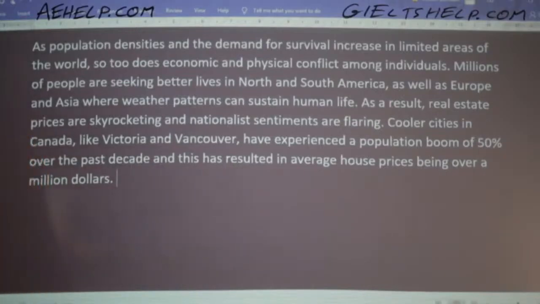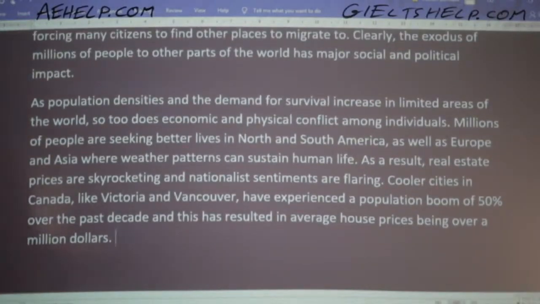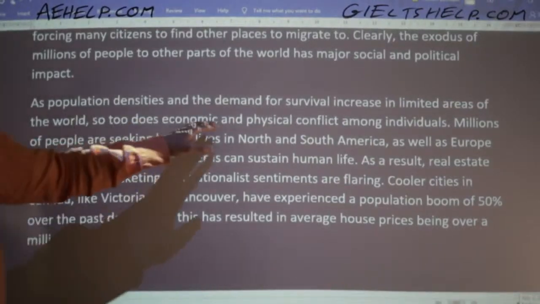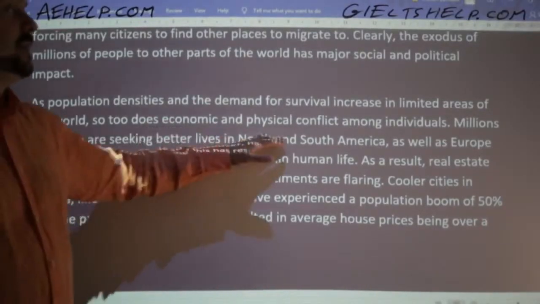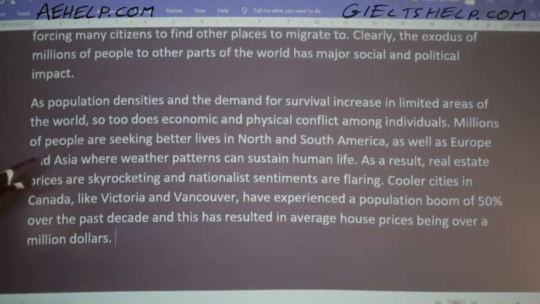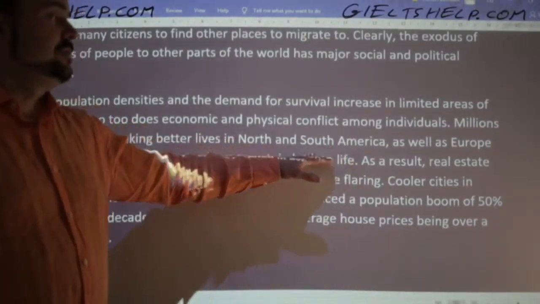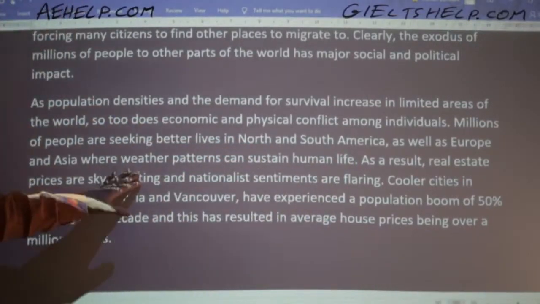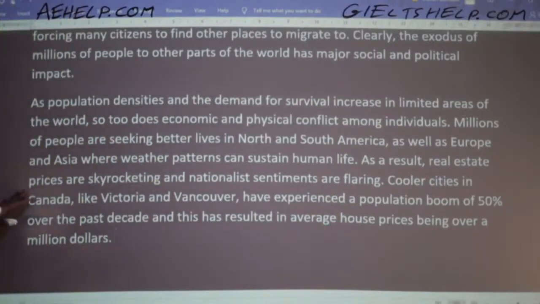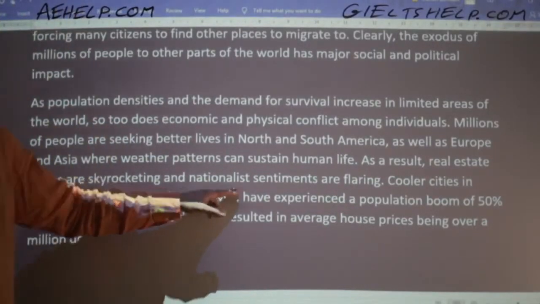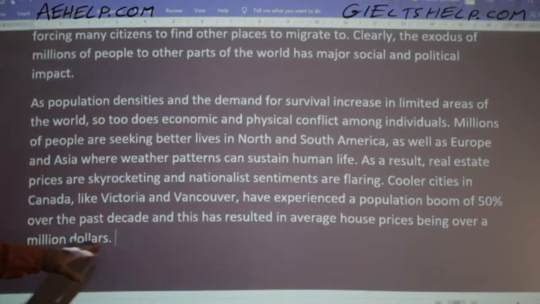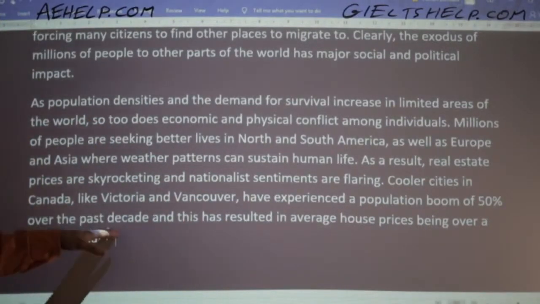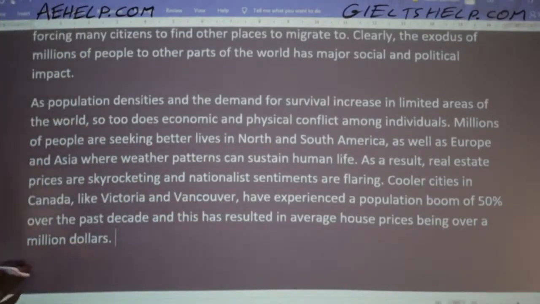Okay, so I'm going to review my paragraph, make sure that it makes sense. As population densities and the demand for survival increase in limited areas of the world, so too does economic and physical conflict among individuals. Millions of people are seeking better lives in North and South America, as well as Europe and Asia, where weather patterns can sustain human life. As a result, real estate prices are skyrocketing and nationalist sentiments are flaring. Cooler cities in Canada, like Victoria and Vancouver, have experienced a population boom of 50% over the past decade, and this has resulted in average house prices being over $1 million. Okay.